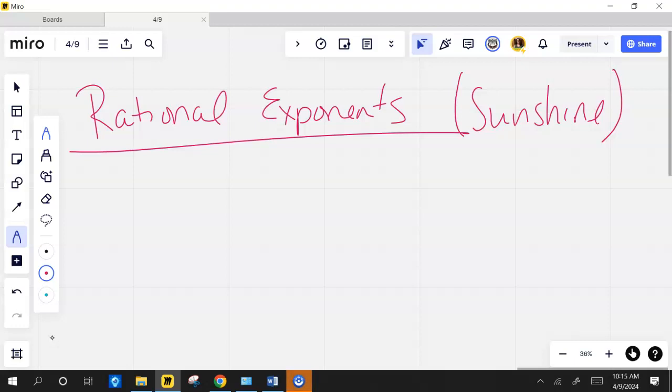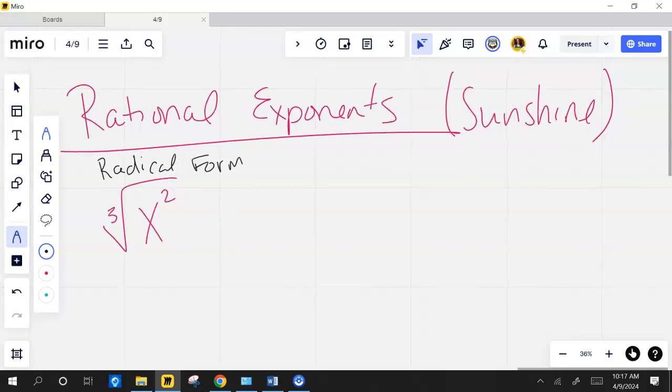All right, I'm going to tell you what sunshine is. Okay. When we have a radical, let's say something like this. Okay, I call this radical, or we call this radical form. We can also write this as an exponent. Every radical can be written as an exponent.